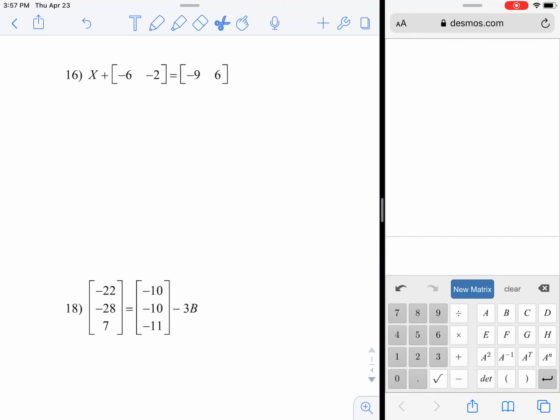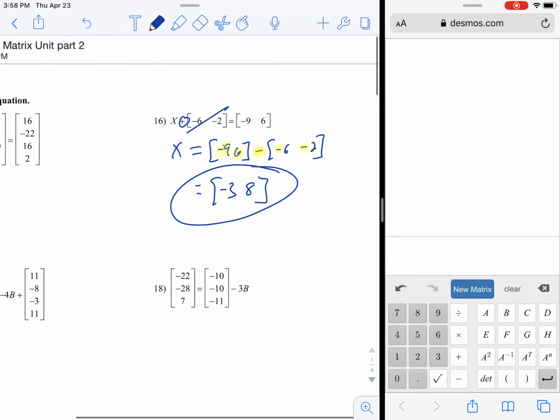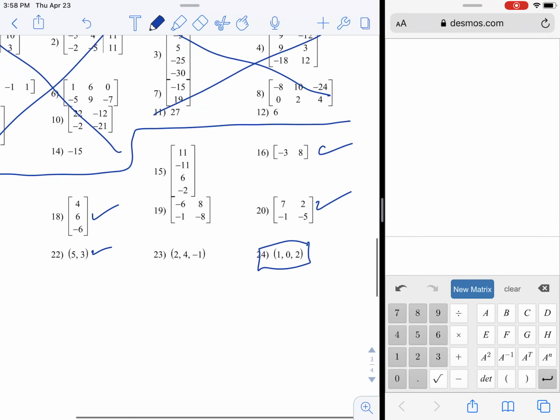Let's start with 16. It's pretty easy. You want to solve for x. You need to cancel this out. Since it's added, you want to subtract it over here at the other side. So minus -6, minus -2. What you see here can be typed into the calculator, but by the time you type it in, you could probably work it out quicker in your head. -9 minus -6 would be +6, so that's -3. And then 6 minus -2 is +2. 6 plus 2 is 8. -3, 8 should be the answer for number 16.